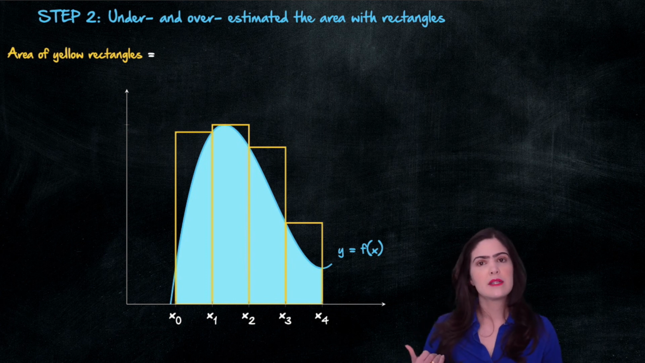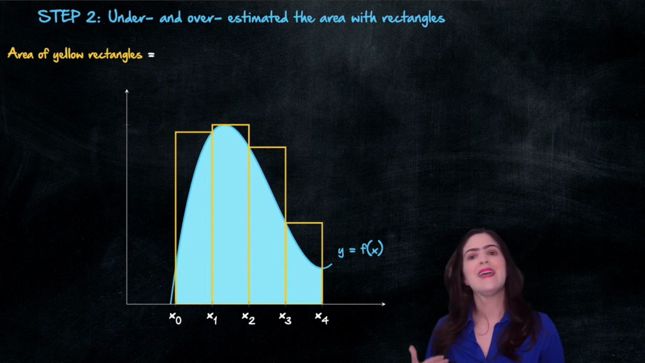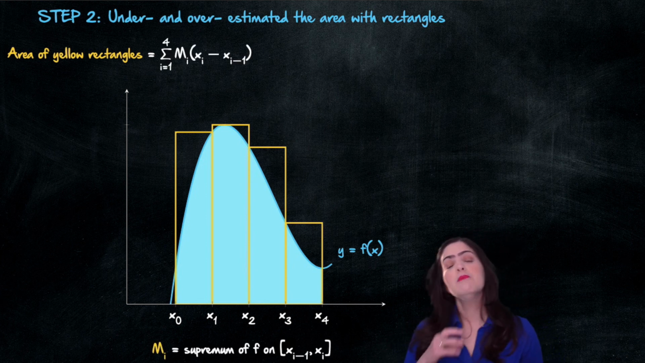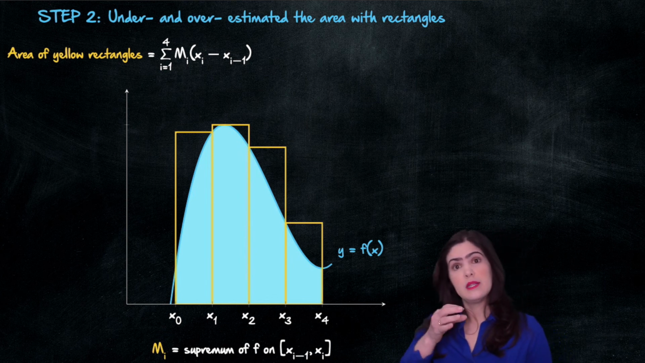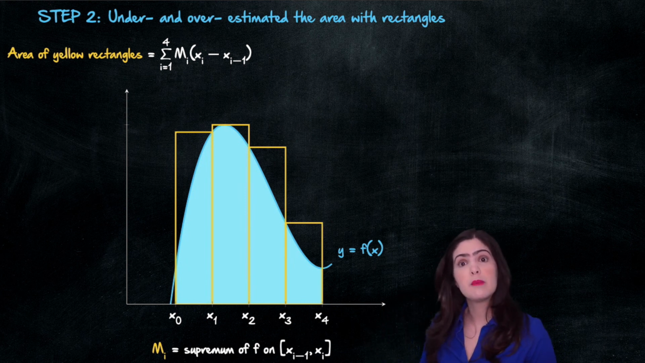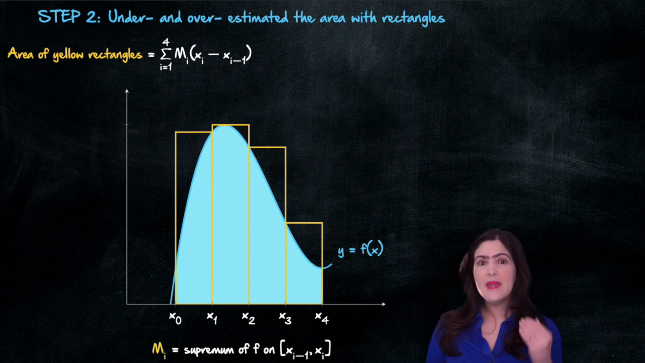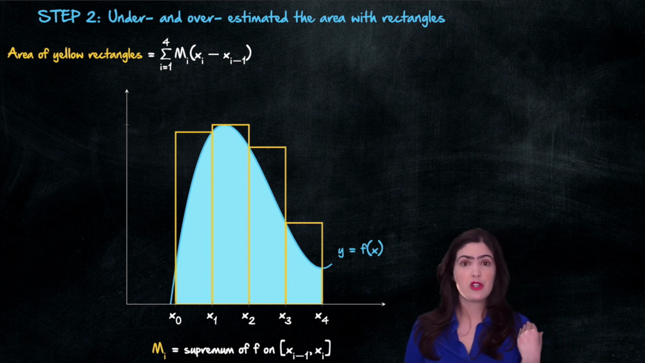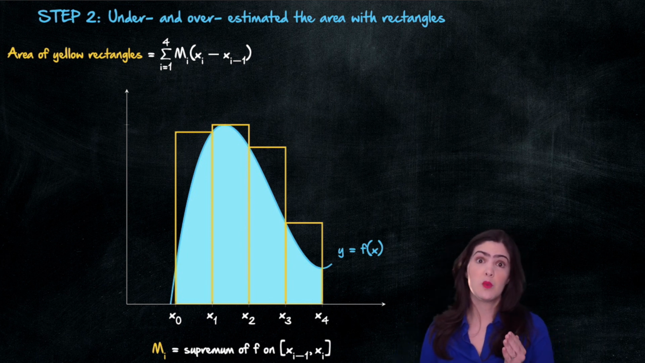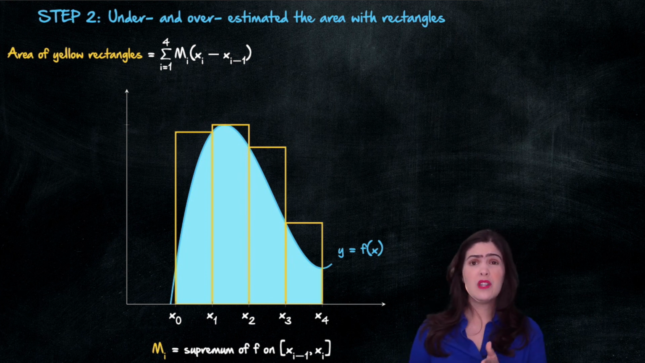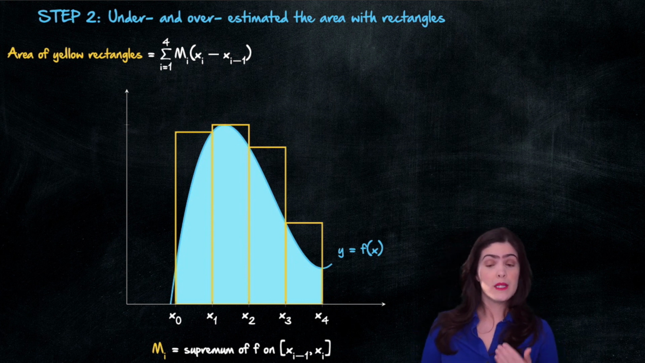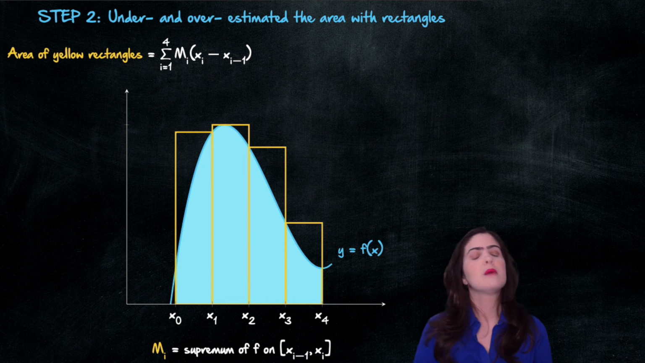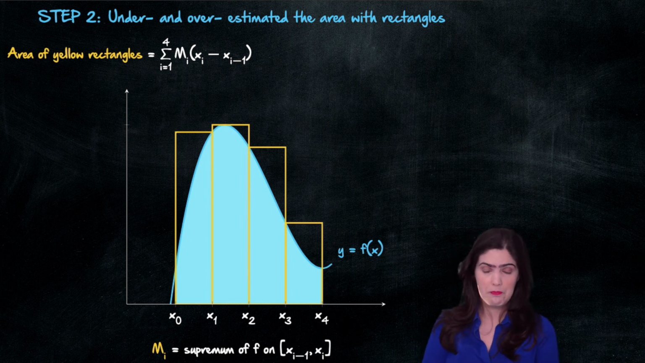In this case, we're going to look at these yellow rectangles that overshoot the area. So to do that, what would be the height of the first rectangle? Well, that would be the supremum of the function on the first interval, and we're going to repeat the same operation for all the subintervals. So we get that this big M_i will be the supremum of the function f on the interval that goes from x_{i-1} to x_i. So if I want to sum the areas of all these yellow rectangles, we end up with the sum from i equals 1 to n of big M_i times (x_i minus x_{i-1}).